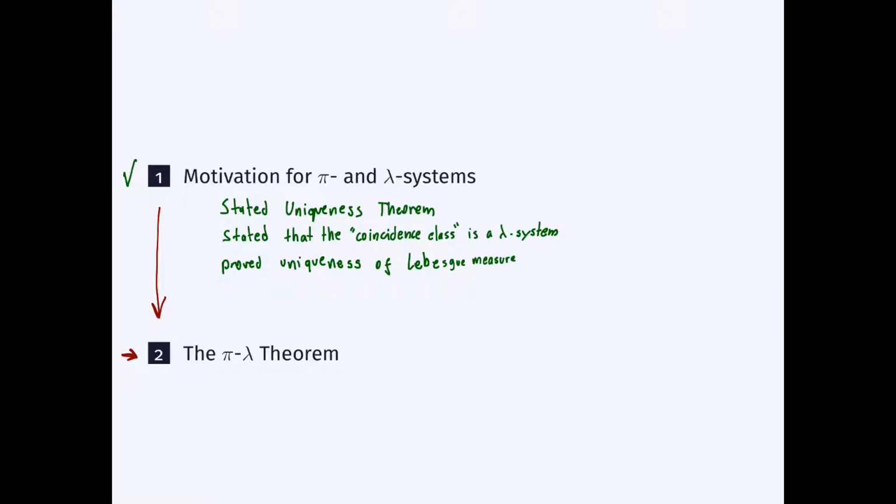In the second part, we moved to the pi lambda theorem, which we will state without proof. We'll just accept this theorem as being valid and true. And then we use this theorem to prove that the uniqueness theorem indeed holds. And before that, we'll first prove that the coincidence class is a lambda system as stated in the first part of this video lecture.